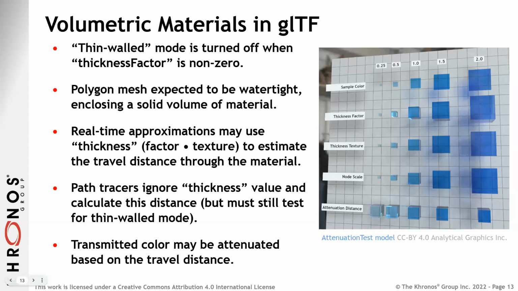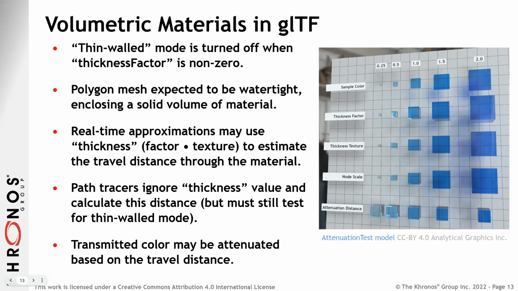This changes the assumption for your polygon mesh. Your polygon mesh in thin-walled is assumed to be a loose collection of triangles, each one of which is a perfectly thin little piece of material. But in volumetric mode, your polygon mesh instead is expected to be watertight. It is a manifold mesh wrapping around some three-dimensional solid volume of material of any shape. And it doesn't need to be parallel on the front and back or anything like that, as long as it's watertight.